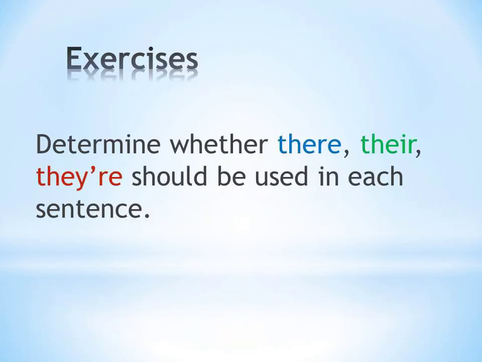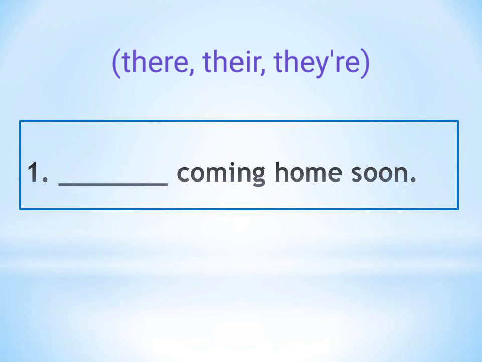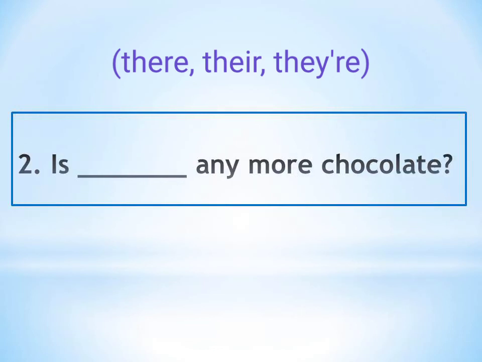Now, let's have some exercises. Determine whether there, their, or they're should be used in each sentence. They're coming home soon. Which there should be used in this sentence? Is there any more chocolate? Which there is it?